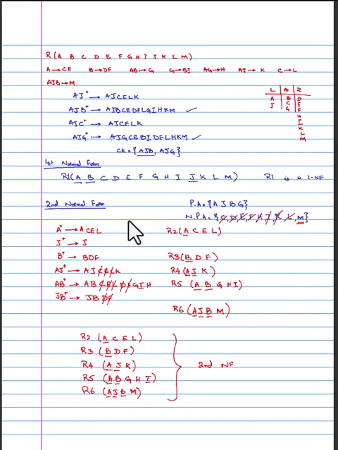Remember one thing, that R1 is no more. R1 is now replaced with these 5 relations. First relation is R2: ACEL. A is a prime attribute. This means the primary key of this relation will be A.